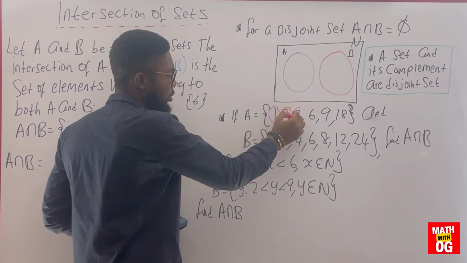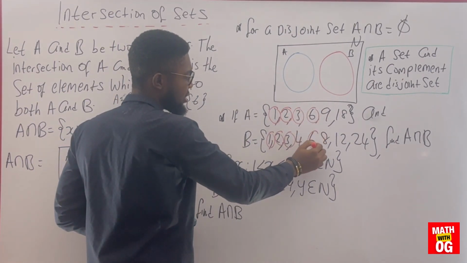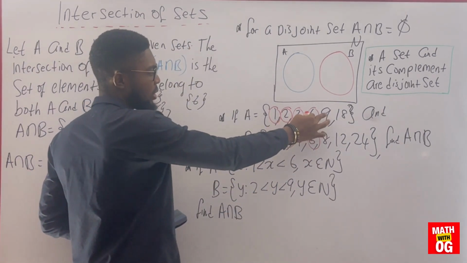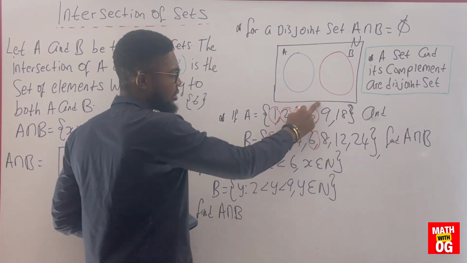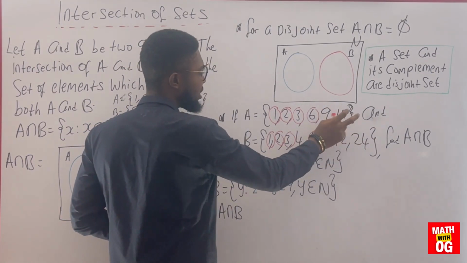There's a 2 here. You have 3, there's a 3 here. You have 6, there's a 6 here. 4 is here, no 4 here. You have 9 here, there's no 9 here. You have 8 here, no 8 here. 12 is here, no 12 here. 18 is here, there's no 18 here. There's 24 here, and there's no 24 here.